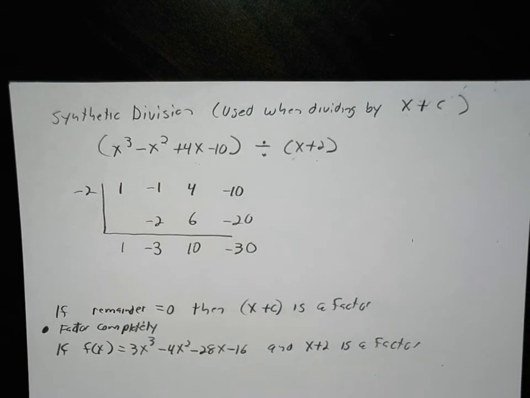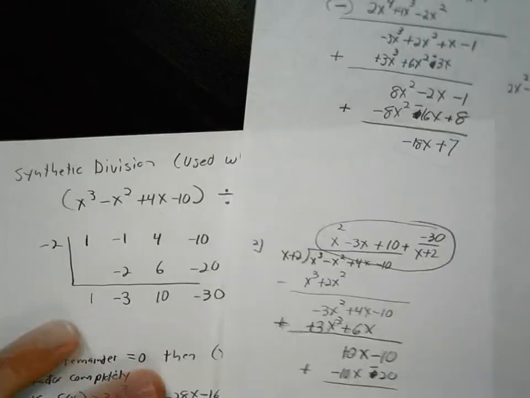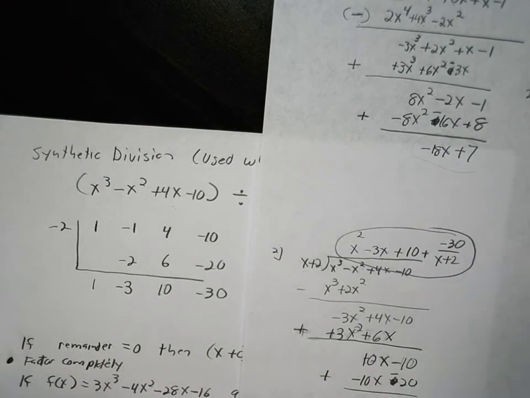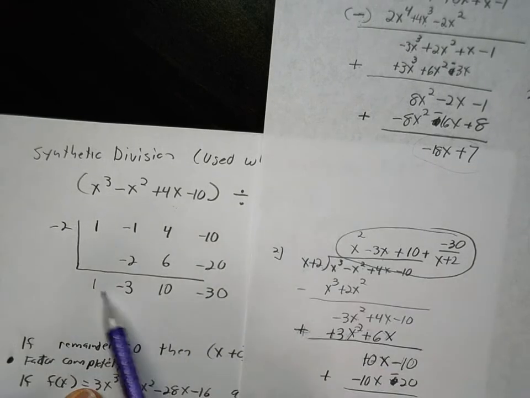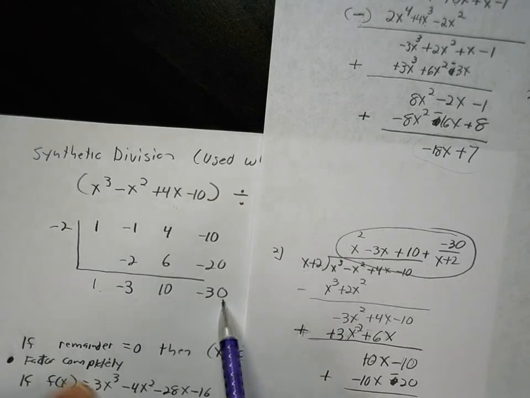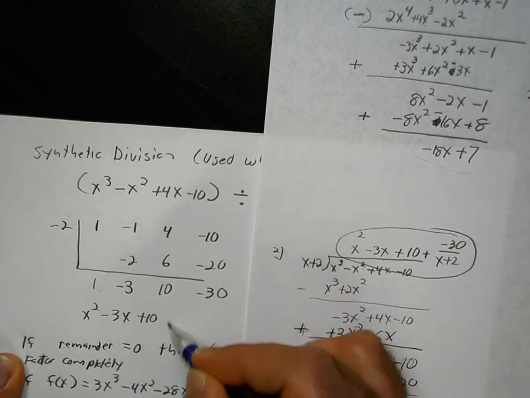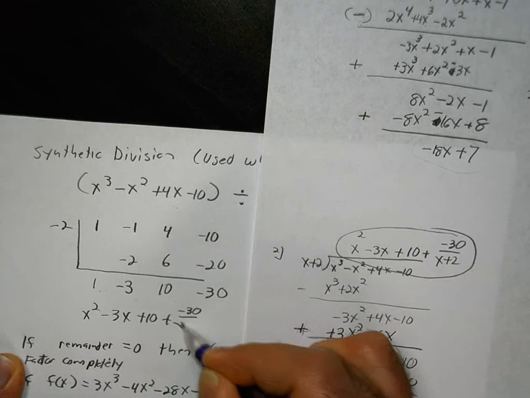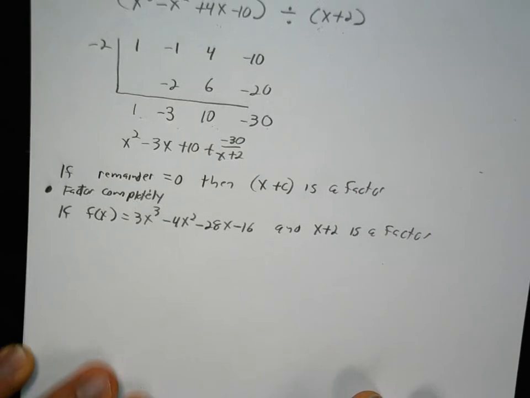And now this looks very similar to what I got before. Both on here, compare. Okay, there. So you can see what I got here and what numbers I got here. This is my x squared term, my x term, my constant, and my remainder. So I get the same result. So this would be x squared minus 3x plus 10 with a remainder of negative 30 over x plus 2. Okay, but so synthetic division, much easier.